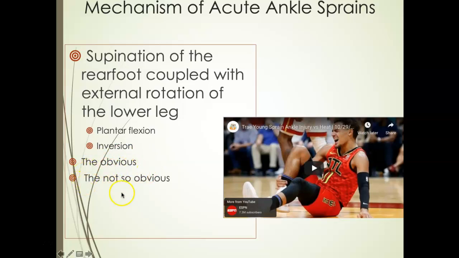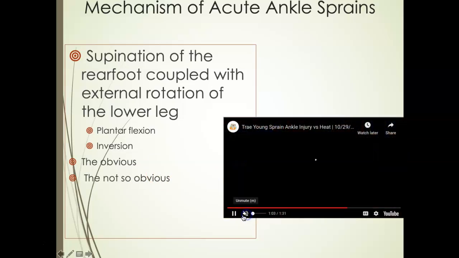The not so obvious is all of the things that we don't expect to happen, but that can happen with that injury mechanism. We have to be thinking about these things because a lot of times what gets missed in an ankle evaluation isn't the obvious, it's the not so obvious pathologies, right? And that could go on to plague your patient, right? So let's take a look at this video here.